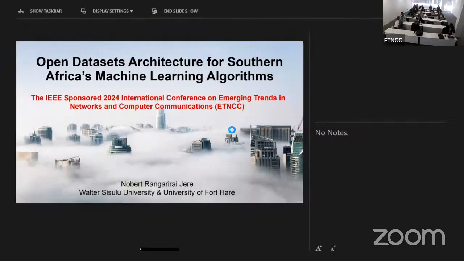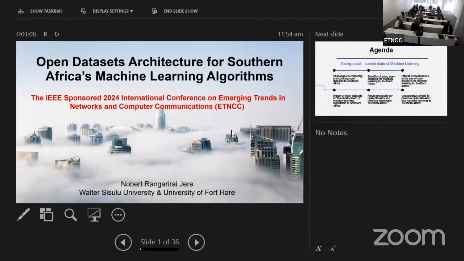Online, you want to search and get data, but the truth is you actually don't find data. You find data from other countries or other areas. So this is what motivated this research.